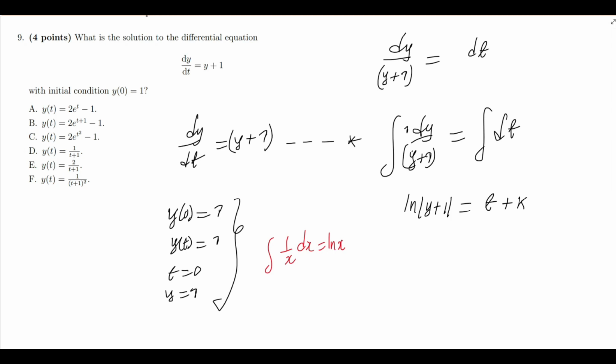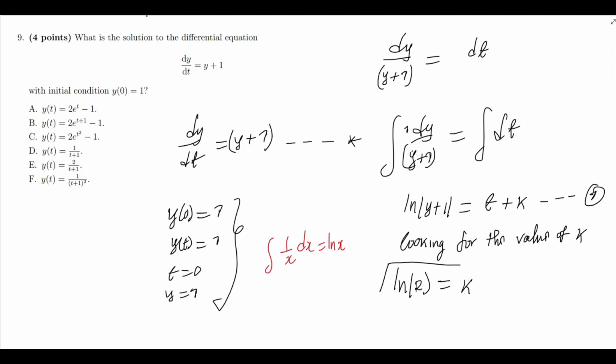So from here you can use your initial values to get your value of k, and you substitute here. So we're going to call this our equation 1 or equation double star depending on you. So we're going to substitute. Now I'm looking for the value of k. That's the step, looking for the value of k, right? For the value of k, we have the ln of y is 1, so 1 plus 1 will simply be 2, equals t is 0, so this is k. So we know that this is our value of k.